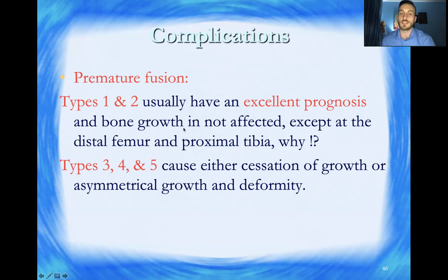Sometimes we have complications like premature fusion. So the growth plate sometimes closes because of the injury, and it will give you growth disturbances. In type 1 and 2, they have very good prognosis. Type 3, 4, and 5 have worse prognosis.